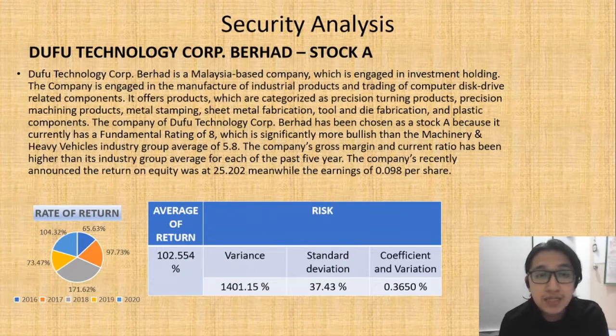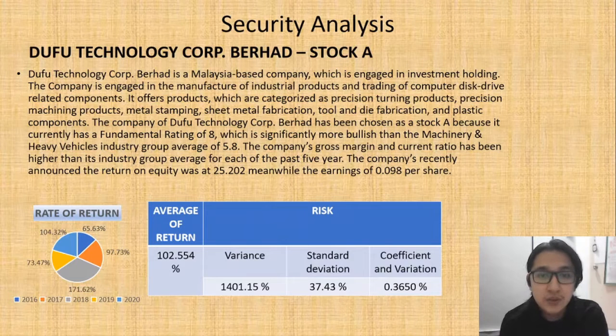Alright, so why did we choose Dufu Technology Corporation Berhad? It's because it currently has a fundamental rating of 8. You can just see it on Bursa or maybe iSaham, where you can see the fundamental rating. It has an 8, which is a solid result, significantly more bullish than the machinery and heavy vehicles industry group average of 5.8.